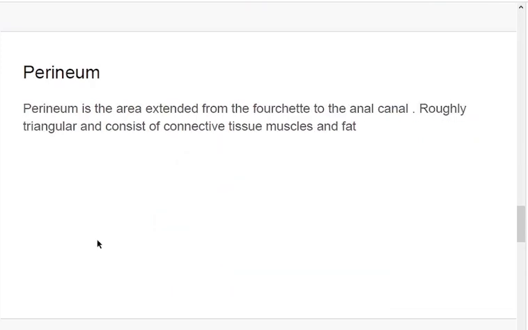Let's talk about perineum. Perineum is the area extending from the fourchette to the anal canal, roughly triangular, and consists of connective tissue, muscle and fat.